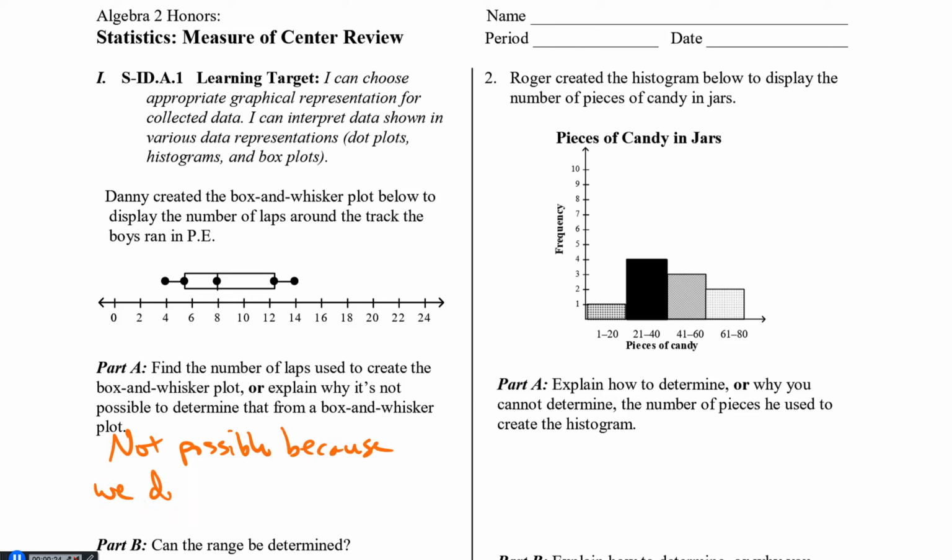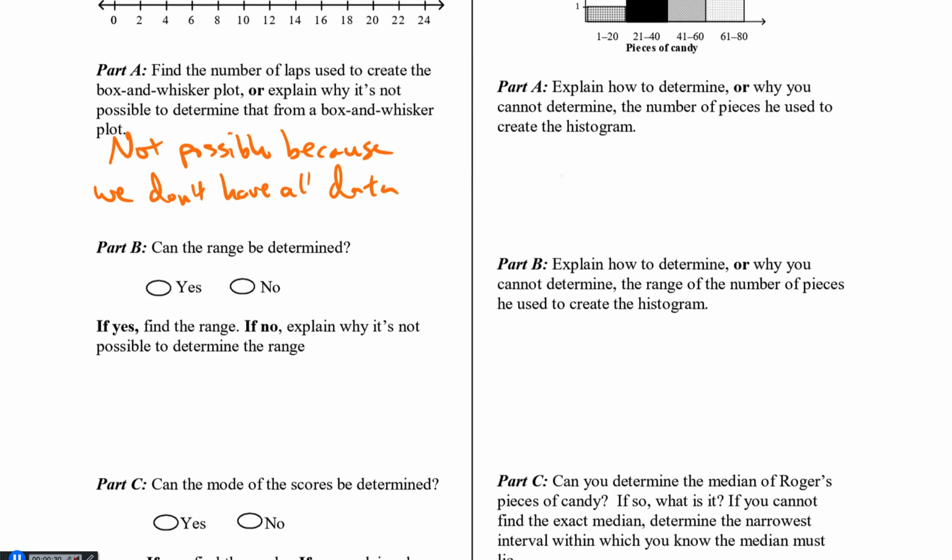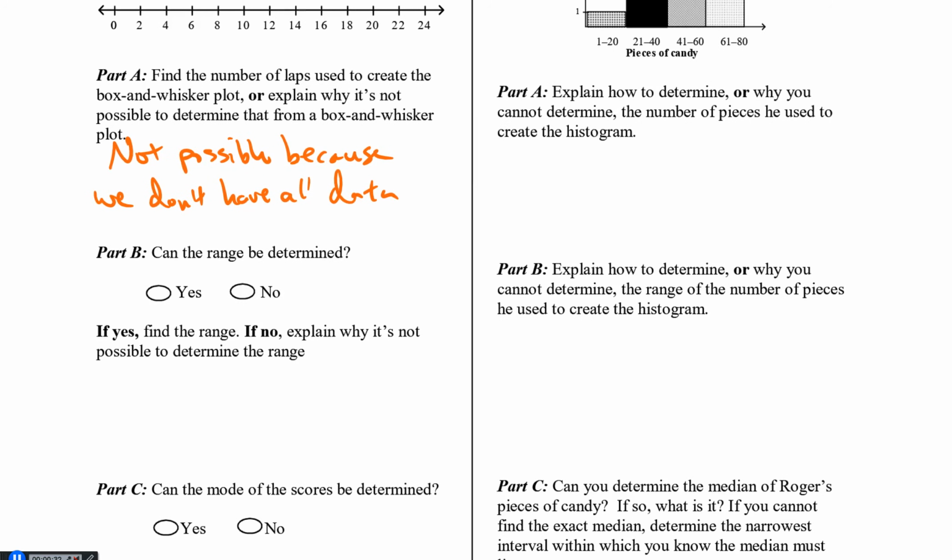because we don't have all the data. Part B, can the range be determined? The answer is yes, because for the range we just need the min and the max. We can see that the max is 14. We can see that the min is 4. So 14 take away 4 leaves us with 10.